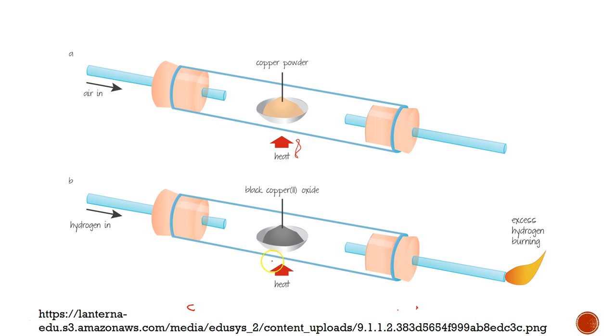Once we have that black copper oxide, our product, our copper, has been oxidized. Okay, it's reacted from copper powder, which is Cu solid, and it is now forming the CuO copper oxide. Okay, this solid here. So we've added in oxygen, so our copper has been oxidized. We can then reverse this reaction.